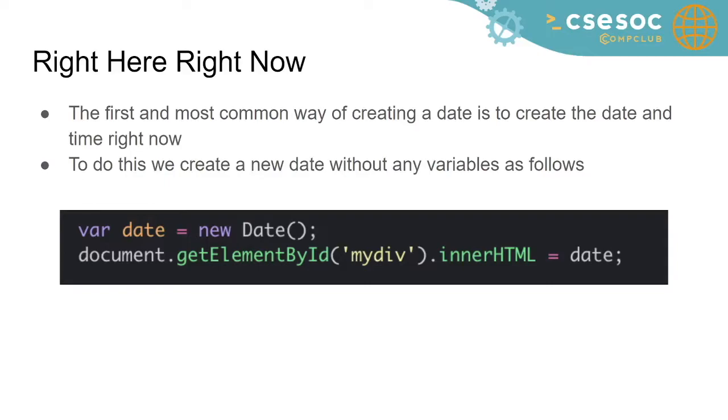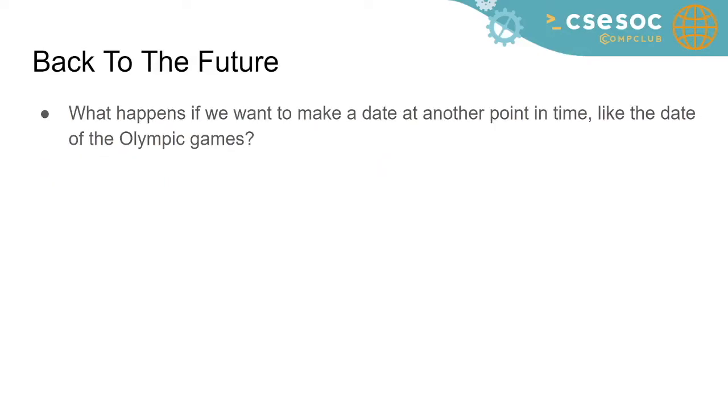Dates can also create an object pointing to any instant in time. Eric, will you do the honors? Yep, so what happens if we want to make a date at another point in time? Because of the method that Kenneth just taught you guys, you can only make it for the current point in time. So, since we're trying to make a countdown to the Olympic Games next year, it would obviously make sense to have the date that we want be the date of the Olympic Games next year.